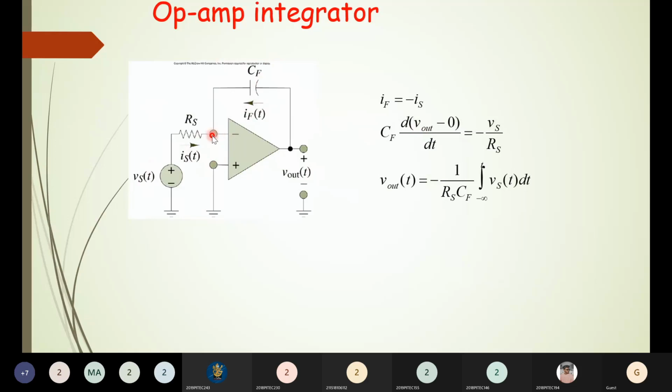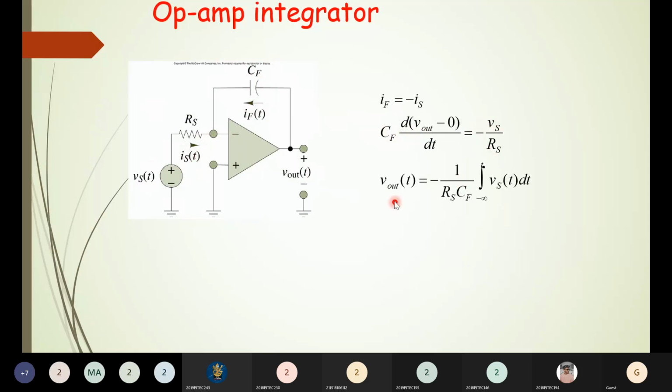So the total nodal current is equal to 0, which means write the expression for the current that is flowing into the node and the current that is flowing out of the node. Total current is equal to 0. Write the expression for the current through the capacitor and the current through the resistor, and equate them. So this is the current through the capacitor, IF, and this is the current through the resistor, IS. Equate both.